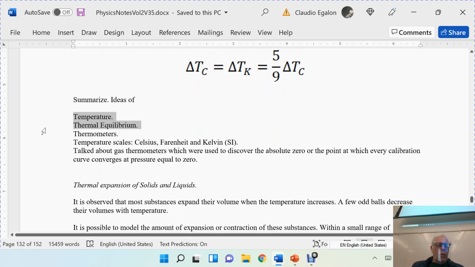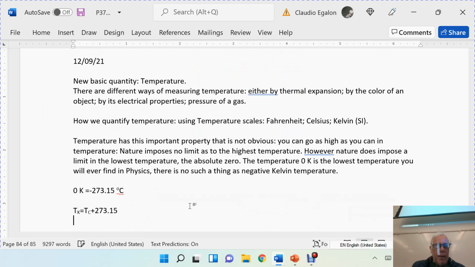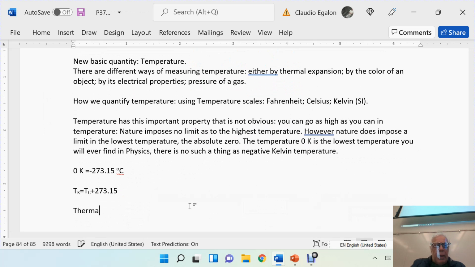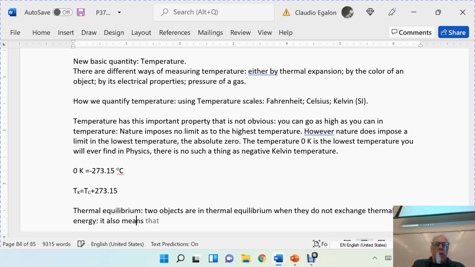So we have thermal equilibrium. Let's talk about thermal equilibrium. What's thermal equilibrium? I didn't document it here. Two objects are in thermal equilibrium when they do not exchange thermal energy. And what does it mean? It also means that they are at the same temperature. Two objects at the same temperature are in thermal equilibrium.